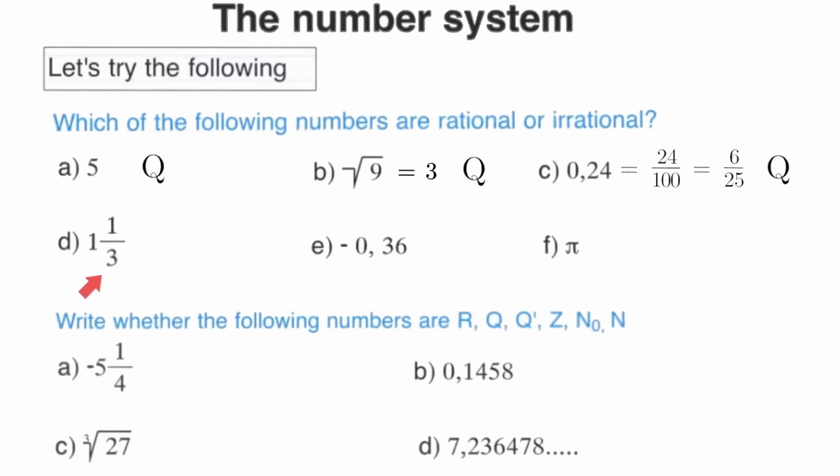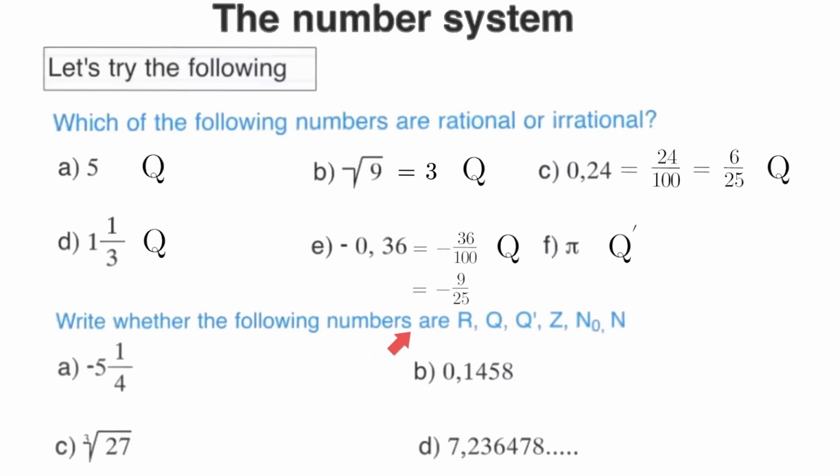Okay, so next one is 1 1/3. Well, it's already written as a mixed fraction, so it is rational. And then we have letter E, which is minus 0.36. We can write minus 0.36 as minus 36 over 100 or minus 9 over 25. We can also easily see that it's a decimal number that ends, so it is rational. And then we have pi, and we know pi is irrational. Now let's try the next one.